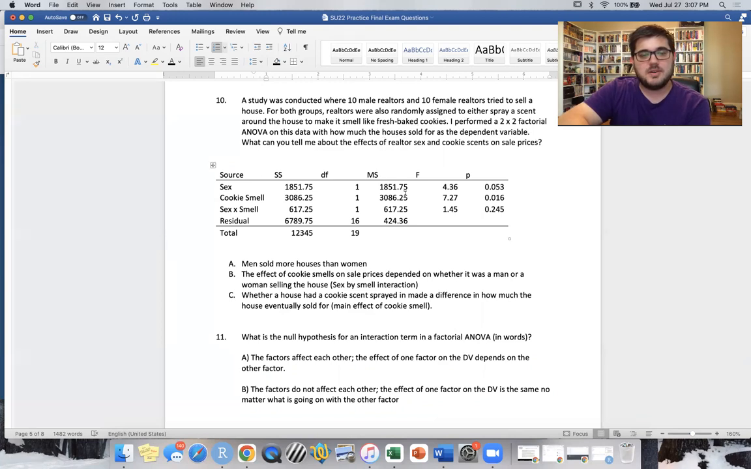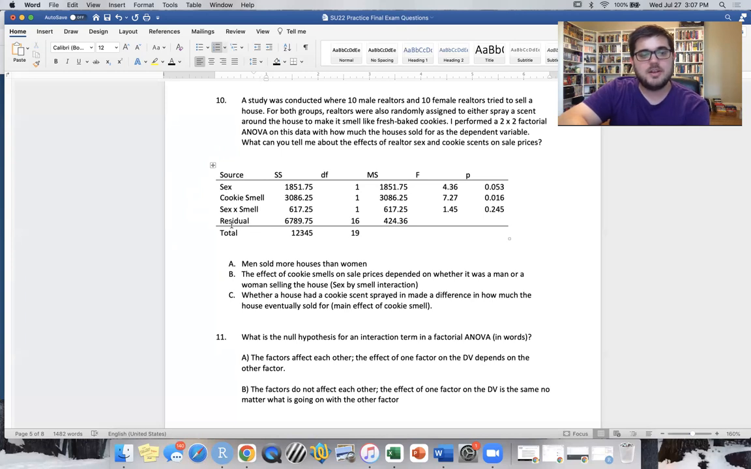So this is a reading comprehension question. So how much did the houses sell for on average? That's the dependent variable. You want to know if the realtor was male or female, did that have an effect on how much the house sold for? Did they spray a cookie smell in the house before they showed it? Did that affect how much the house sold for? And do these two factors interact? That's the interaction.